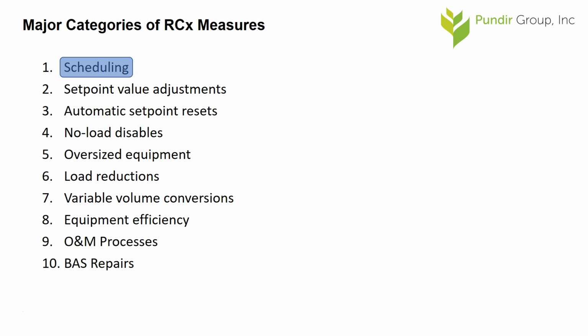The reason why scheduling is an attractive RCx measure is due to the fact that scheduling opportunities are relatively easy to identify and usually have potential for upstream savings as well. Scheduling measures are also relatively easy to implement. Today we will focus on the Scheduling RCx measure, and by the end of this video you will notice that the concept can be applied to a variety of HVAC and lighting systems.